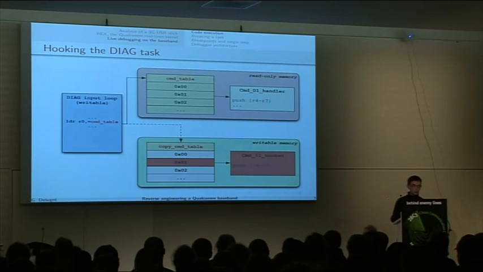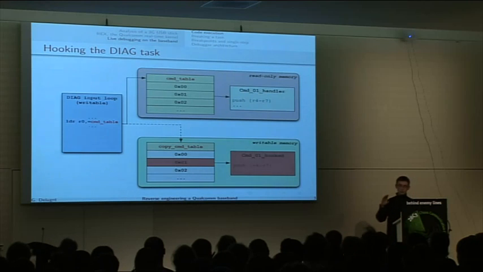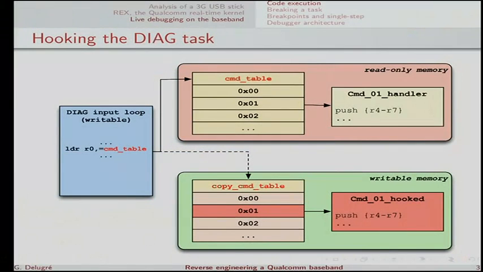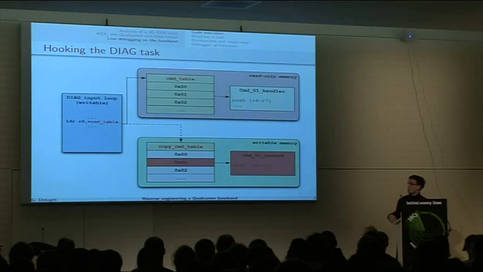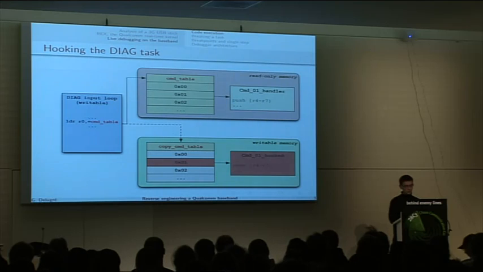It's possible to quickly get code execution because actually only the first 12 megabytes of memory are marked as read-only in the page table, but the code section of the binary is 16 megabytes long, so there are like 4 megabytes which are writable. Luckily the diagnostic loop handling commands is in this range, so you can just rewrite the command table pointer, duplicate the command table elsewhere, and get code execution through this. Just hooking a command, so it's very easy.